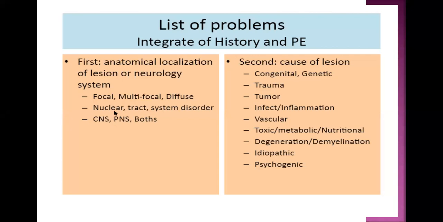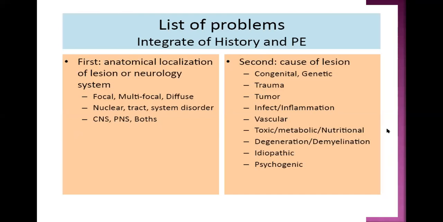Is it located in the nuclear system? Is it in the tract, or is it the whole system? Nucleus means cranial nerve nuclei, or some collection of cell bodies in deeper areas of the central nervous system, which are also known as nuclei, like basal nuclei. Is it in the CNS? Is it in the PNS, or both? PNS is the peripheral nervous system, and we all know cranial nerves and spinal nerves are examples of the peripheral nervous system. So these are the things we should be able to tell after taking history and doing physical examination.